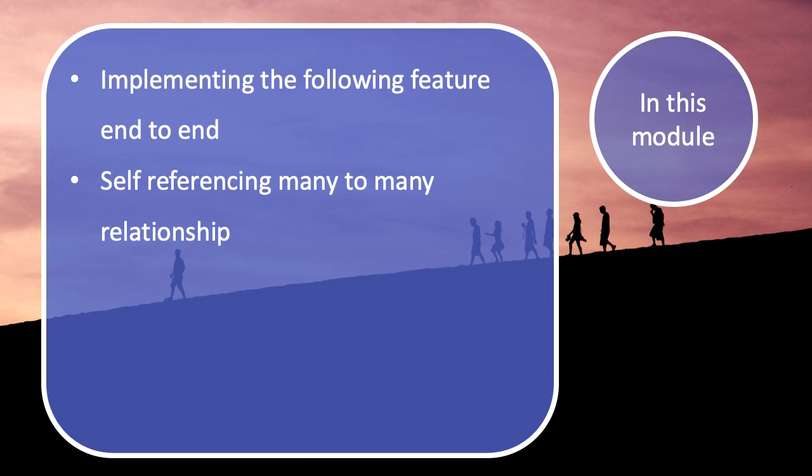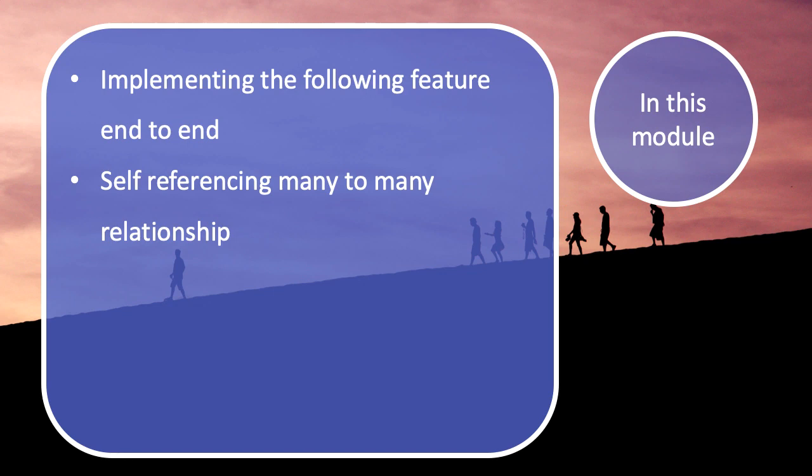What we're going to do in this particular module is implement the following feature from end to end. Now, what's kind of new in this particular section is that we need a type of relationship that's considered a self-referencing many-to-many relationship. It's considered that because our user can have many followers, and our user can also follow many other users. So we've got that kind of relationship.